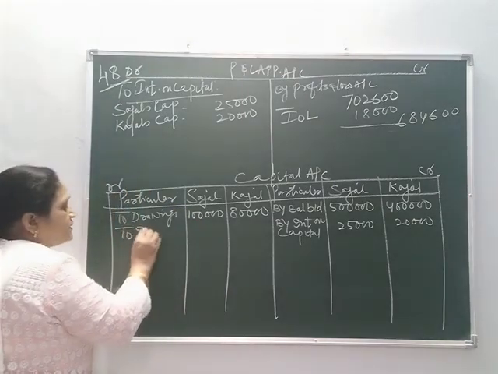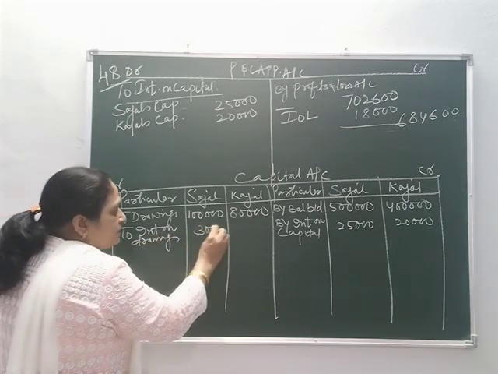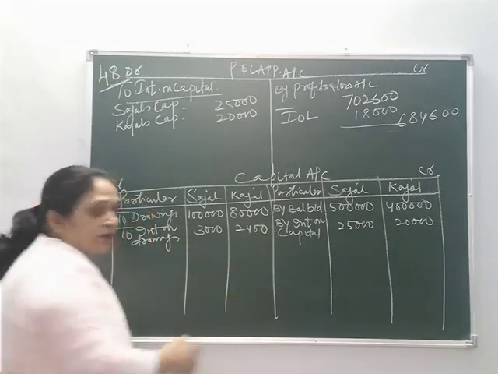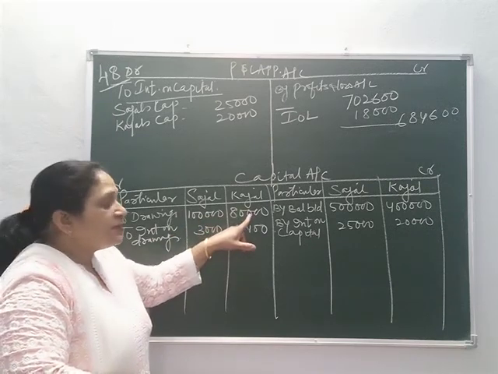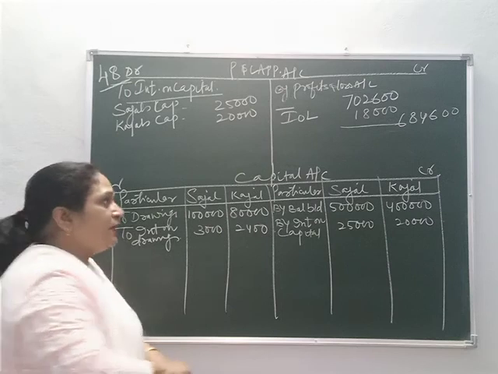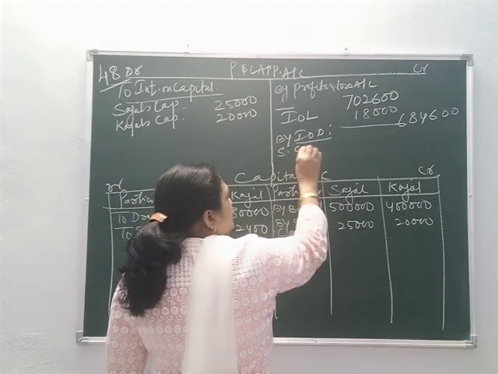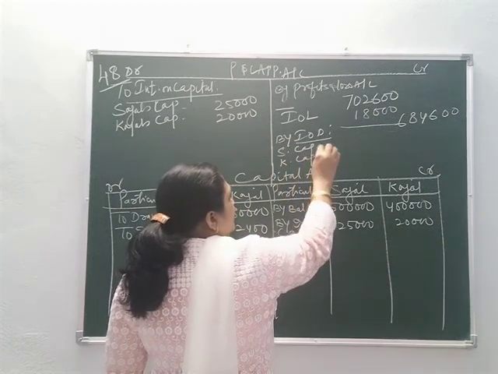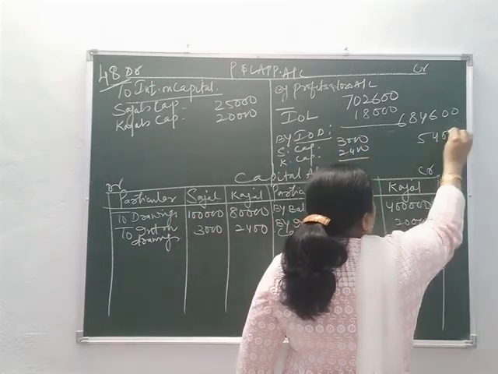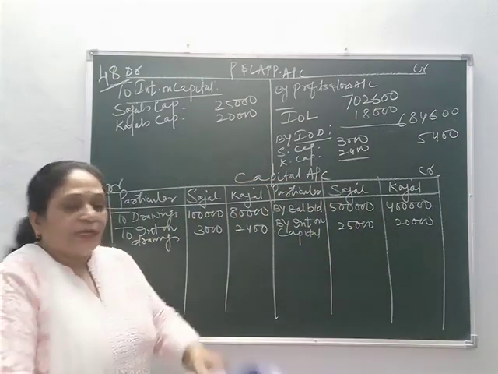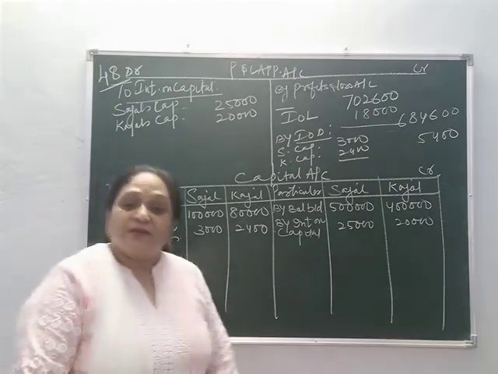So, interest on drawings 3,000 and 2,400. 6% of this figure for 6 months. 6% of 80,000 for 6 months. Same will be credited over here by interest on drawings, Sajal's capital account and Kajal's capital account, 3,000 and 2,400, which is 5,400. Okay, that's it. Now 10% of the divisible profit is to be transferred to general reserve.